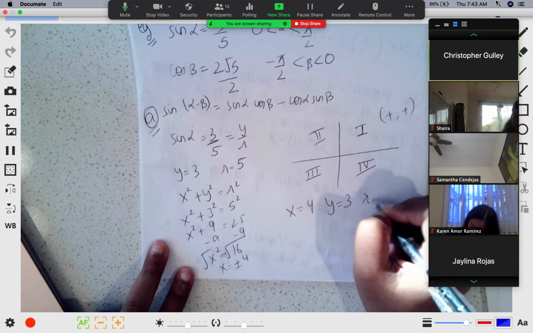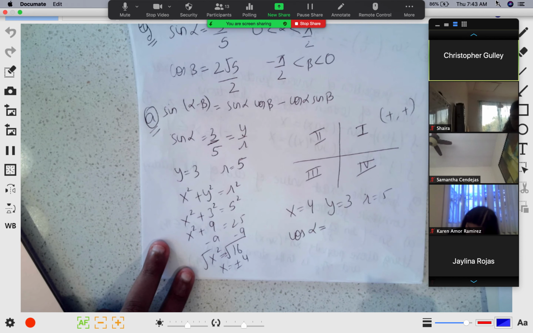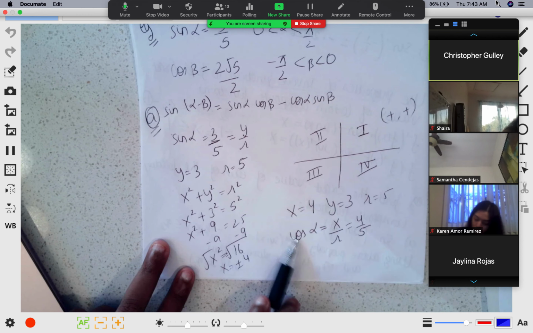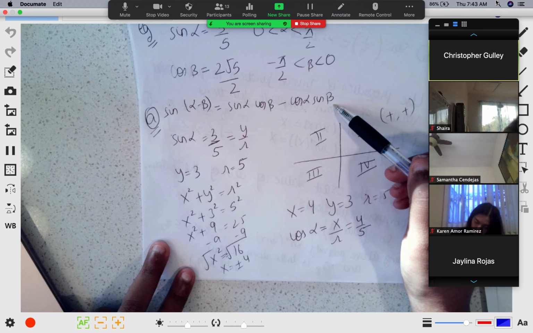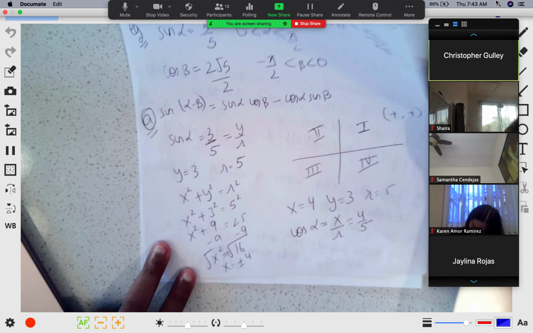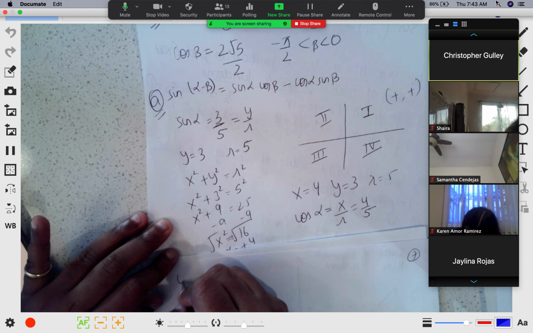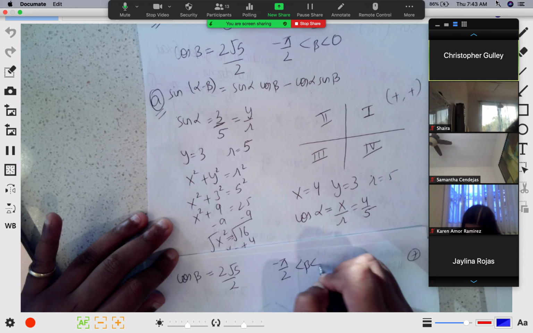I need cosine alpha. What is it? Cosine is X over R, so it's 4 over 5. Correct. So you got your cosine now. So I know my cosine. But one thing I don't know is sine beta. Same way you're going to help me find my sine beta. I'm given cosine beta is equal to 2 root 5 over 5, and I'm given negative pi by 2 less than beta less than 0. Which quadrant am I talking about?